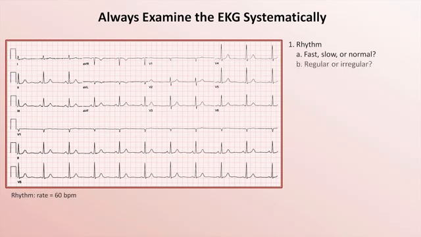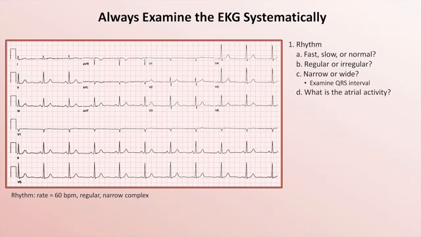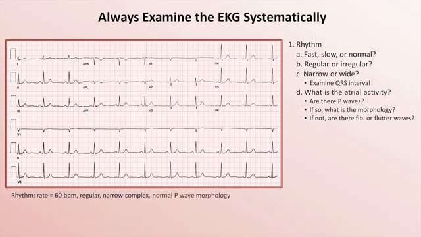Part B, is it regular or irregular? Here, it's regular. Is it narrow or wide, meaning a narrow or wide QRS complex? In other words, is the duration of the QRS interval within normal, or is it long? This one is narrow complex. Then, what is the atrial activity? More specifically, are there P waves? If so, what is their morphology? And if not, are there fibrillation or flutter waves? In this EKG, P waves are normal.